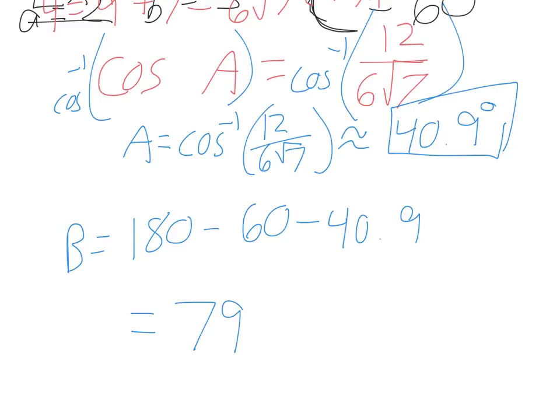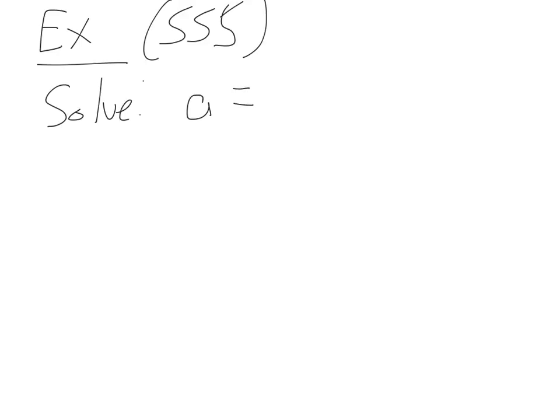I believe that's about 79.1 degrees. Right, so now we're going to do an example of an SSS triangle, solving using the law of cosines. So if I tell you to solve the triangle where the length of side A is 4, the length of side B is 3, and the length of side C is 6.